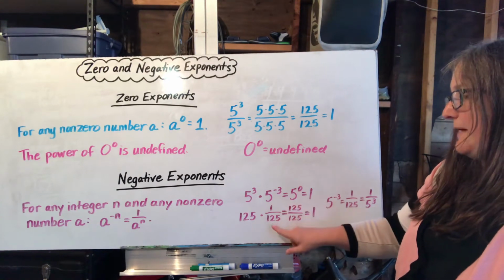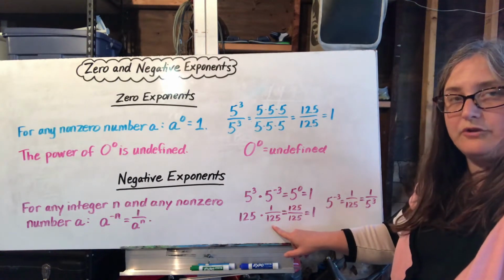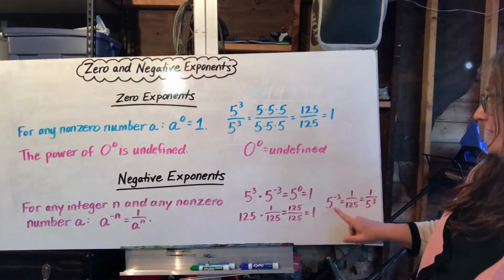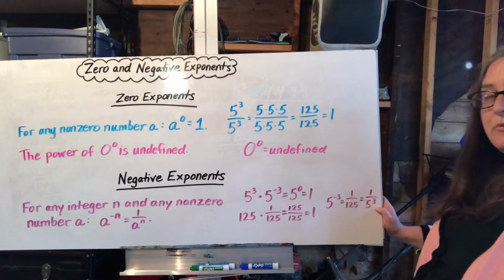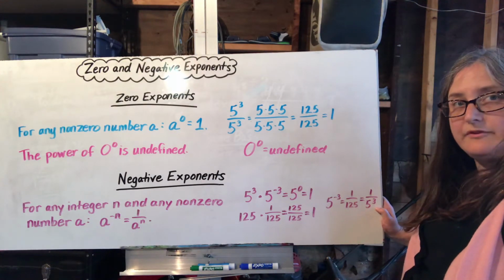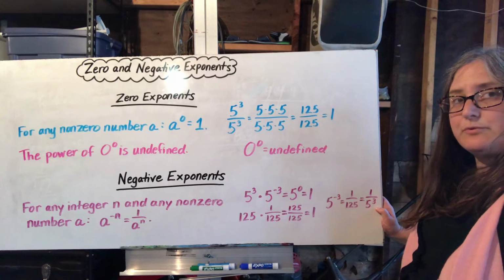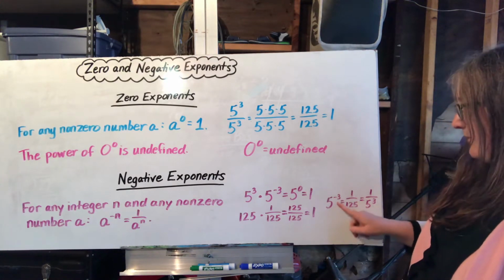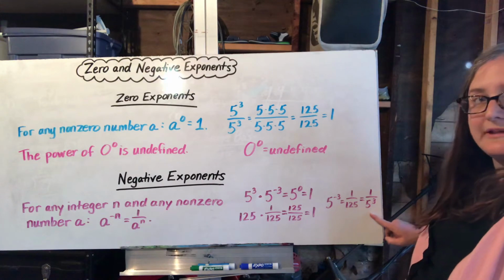which means 5 to the negative third power is equal to 1 over 125, or 5 to the negative third power is equal to 1 over 5 to the third power. So it's the reciprocal of this power, but now it's to a positive power.